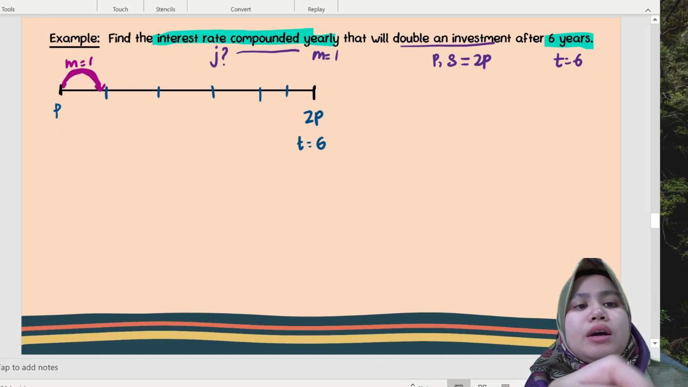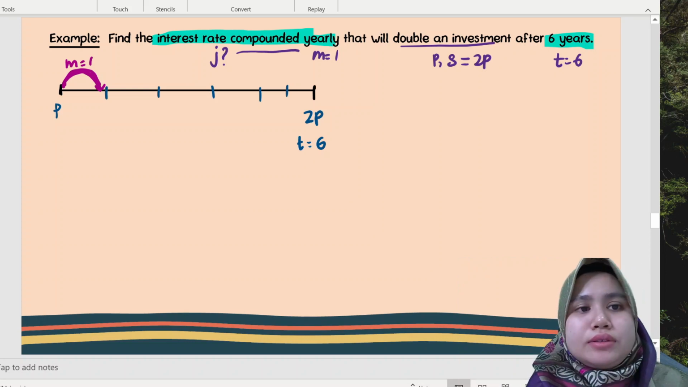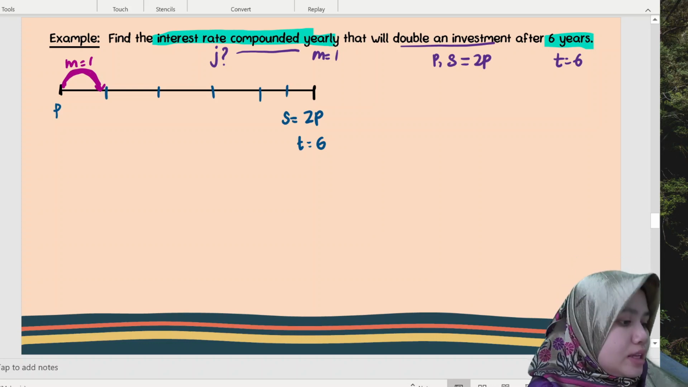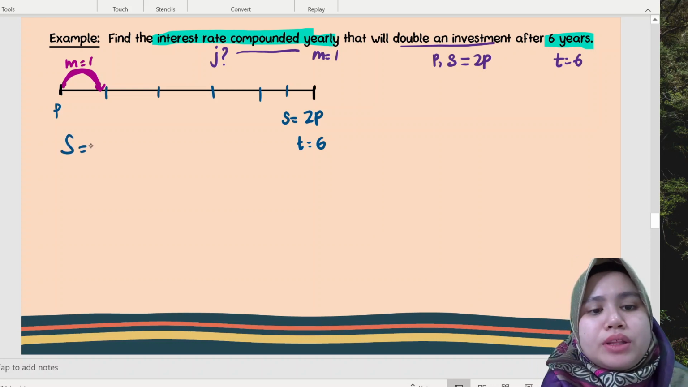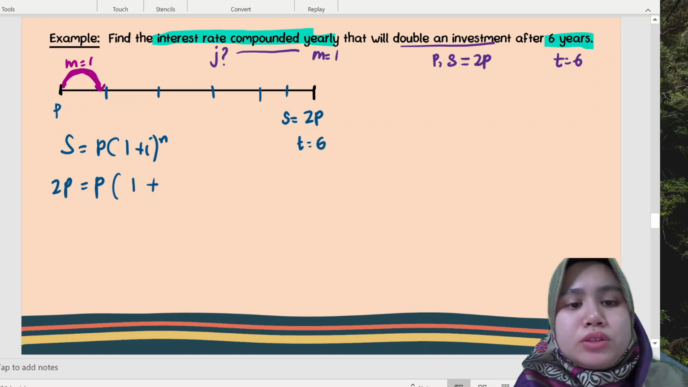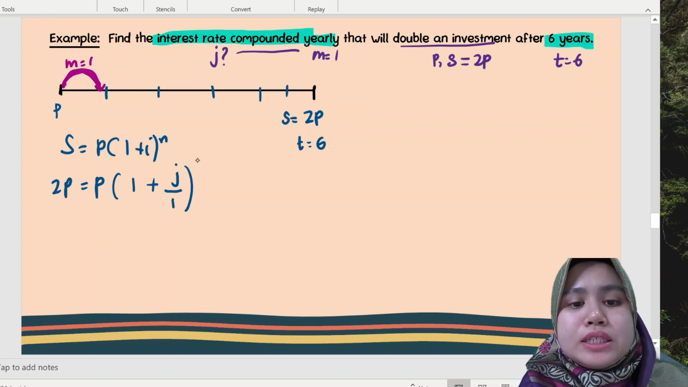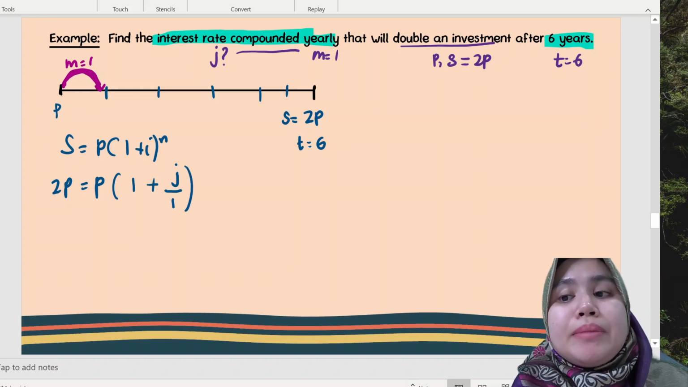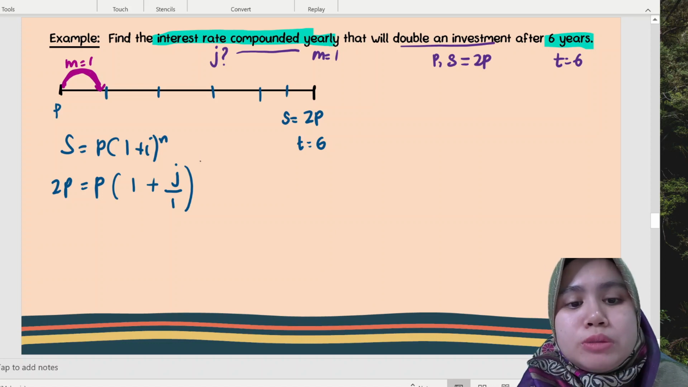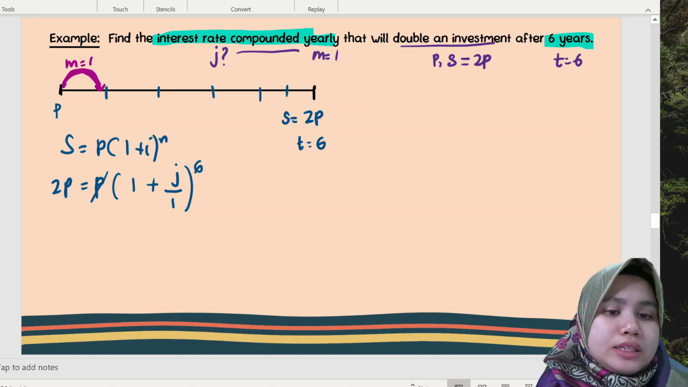Now we want to find your J. This is your S. Of course, we start with S equal to P multiplied by I to the power of N. Let's put everything that we have here: 1 plus, we want to find J, so just change I to J over M. Your M is 1, so it doesn't change. Your N is M multiplied with T. Your M is 1, so just put 6.